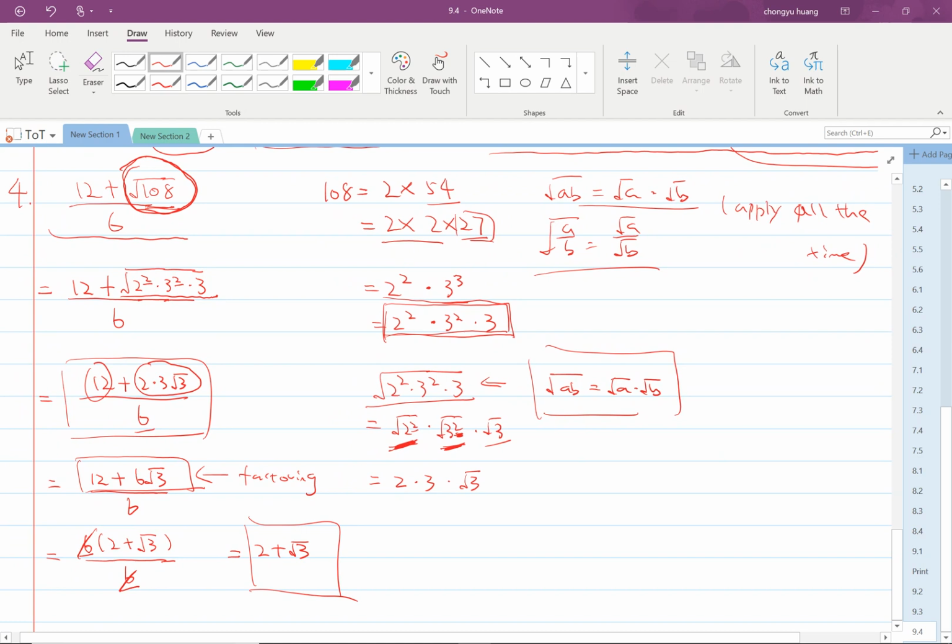You always want to take a final look at your solution. You can see our final solution is already in the simplest form, right? So we are done. And the final solution for question 4 is 2 plus the square root of 3.